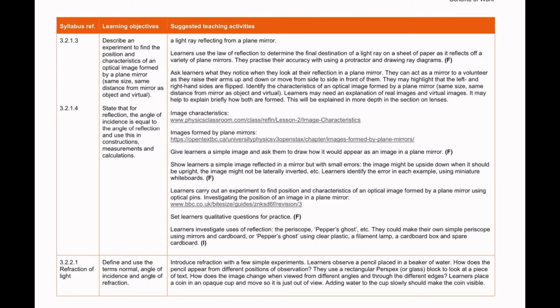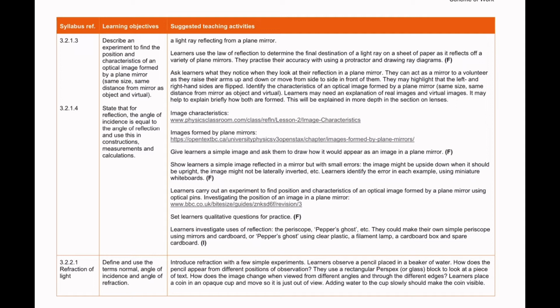Describe an experiment to find the position and characteristics of an optical image formed by a plane mirror: same size, same distance from the mirror as the object, and virtual. State that for reflection, the angle of incidence is equal to the angle of reflection and use this in constructions, measurements, and calculations. Key concept 3.2.2.1 Refraction of light.